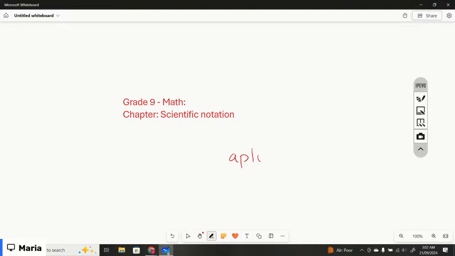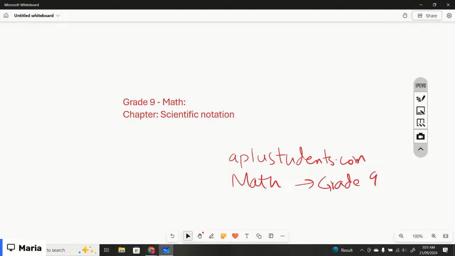You can find all the lessons on iflessstudents.com. You have to log in there using your email address and password as provided by the administrator. Then you have to select math from the subject tab. Scroll down to grade 9 math and then click on view all lessons. There you can find a list of the chapters. We can start with the chapter scientific notation.